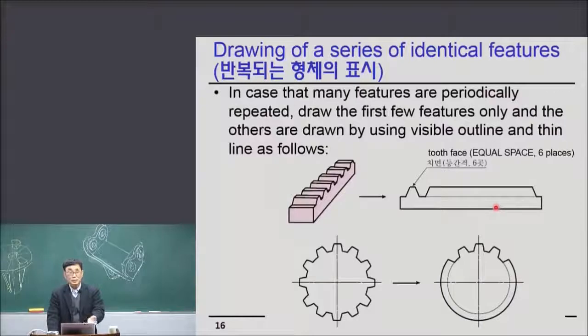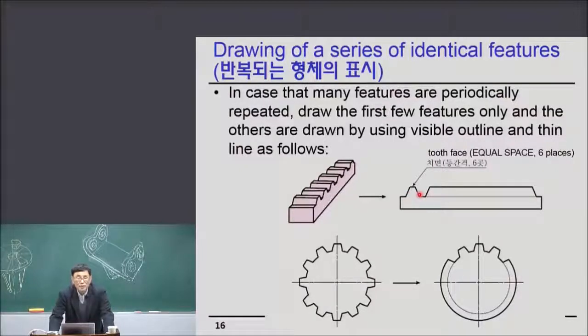Another example is here. So this is also identical features repeated, but the old generation make during like this. Okay? For presenting this 3D shape, which we call it rack. The name of this part is a rack, rack and pinion, rack. But the drawing is like this.